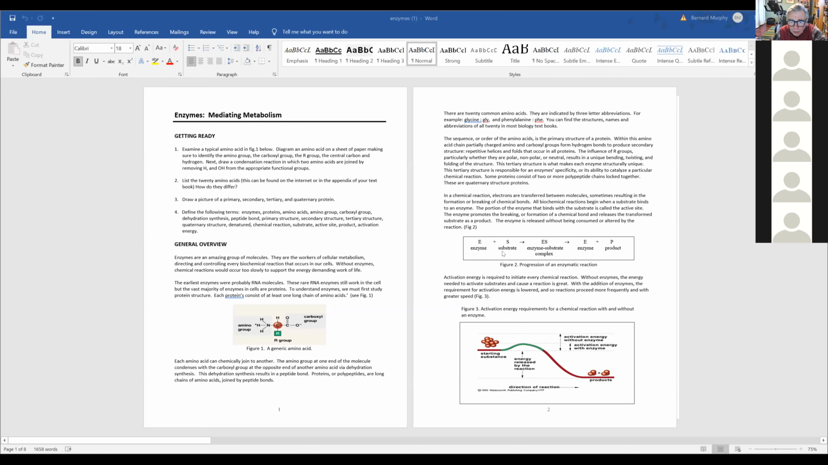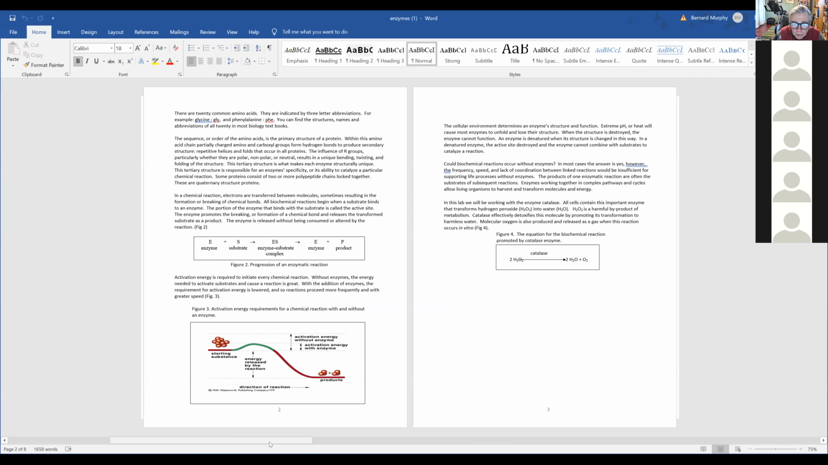Okay, so here's enzyme plus substrate, enzyme substrate complex, enzyme product. Here's the activation energy, the thing that I crudely drew, right? Like I said, could biochemical reactions occur without enzymes? Yes, but too slowly. In this lab, we're working with the enzyme catalase. All cells contain this important enzyme that transforms hydrogen peroxide, H2O2, into water and O2. Here's the reaction down here.